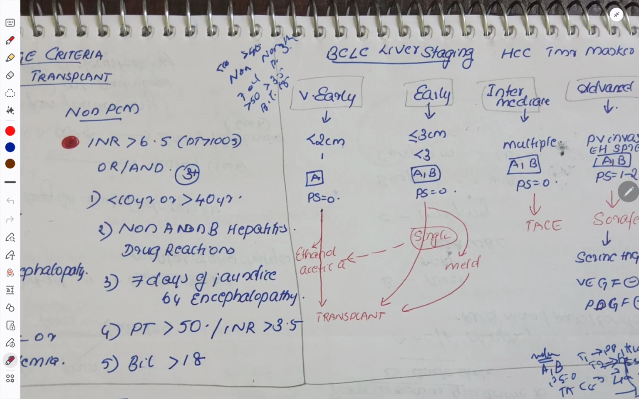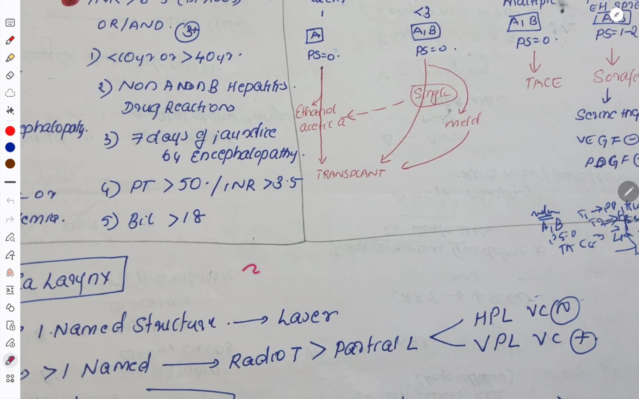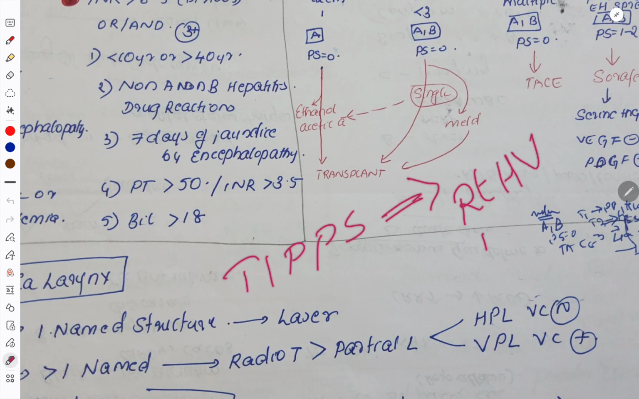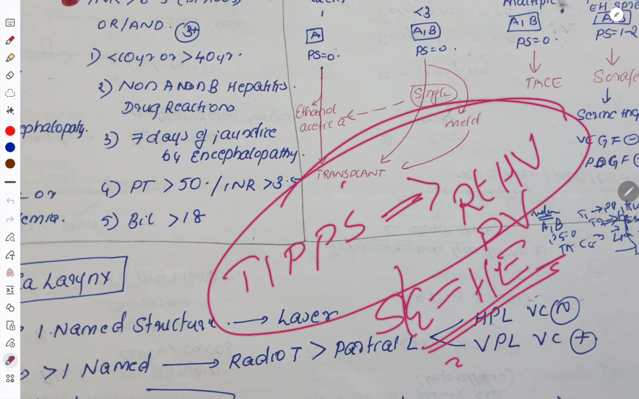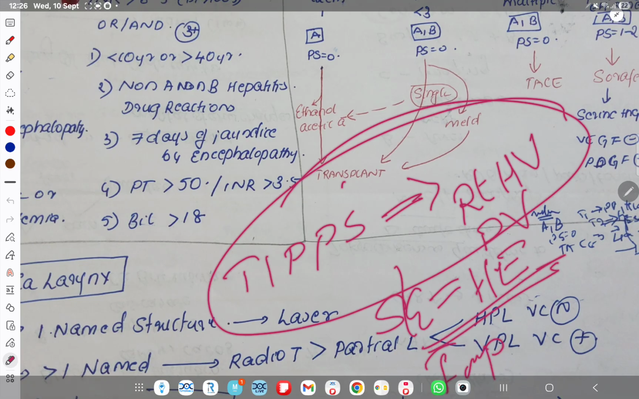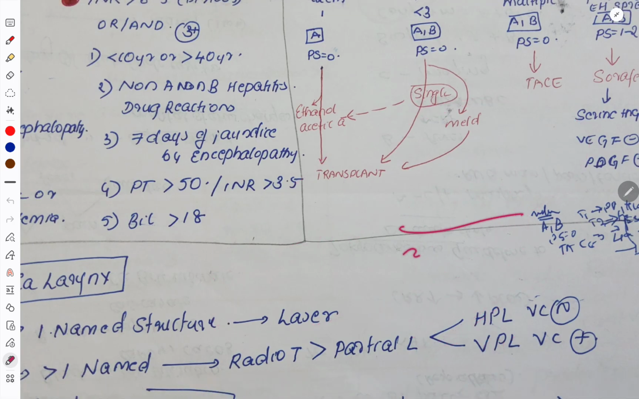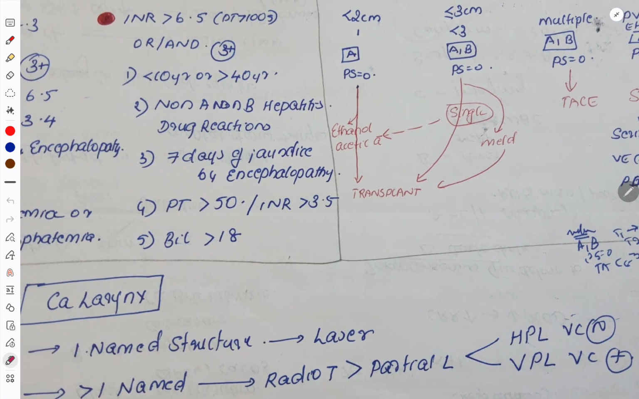TIPS is something that you do between the right hepatic vein and the portal vein. The most common side effect of TIPS is hepatic encephalopathy. Now there can be an immediate complication, where a lot of blood would go from the right hepatic vein to the portal vein, and there can be capsular rupture. And then there can be shunt thrombosis in the long term.